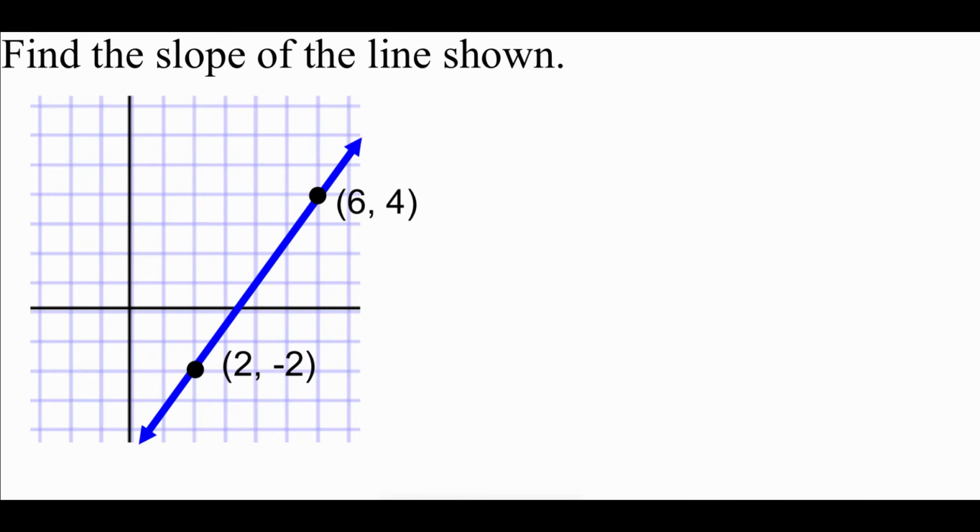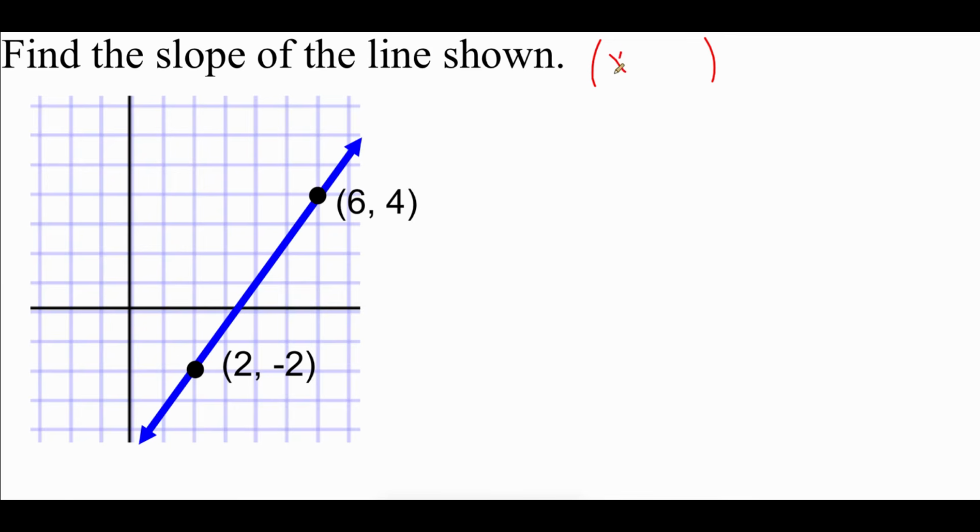Now, there is another way that we can calculate the slope of a line without needing to look at the graph and count the rise over the run. There's a formula that we can use. And in order to use the formula, what we need are a couple of points that are on the line.